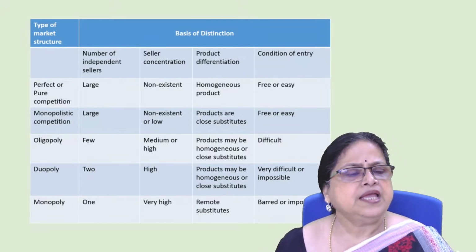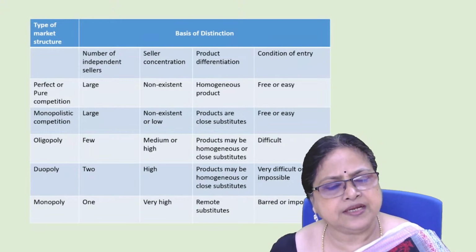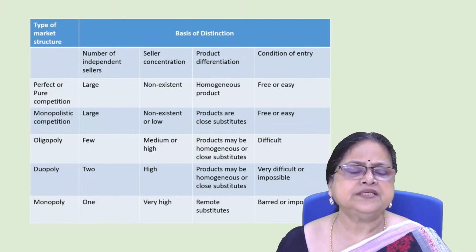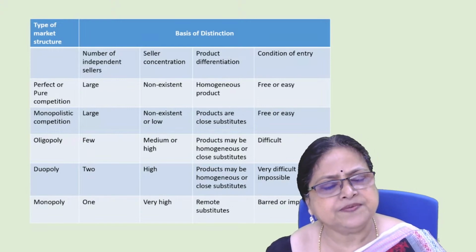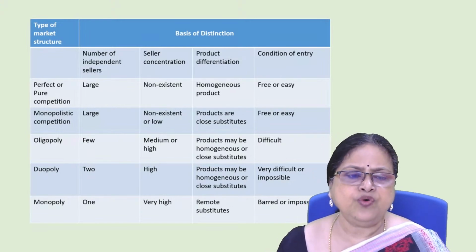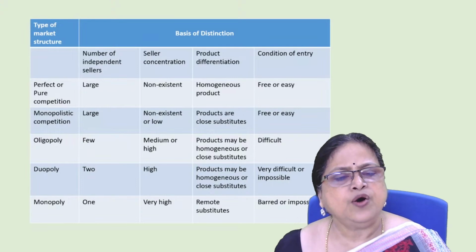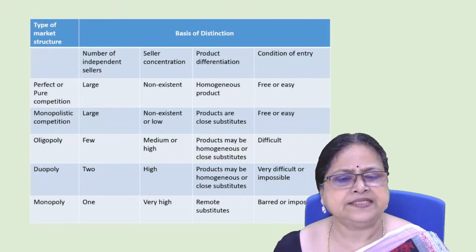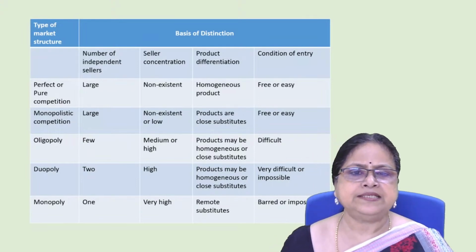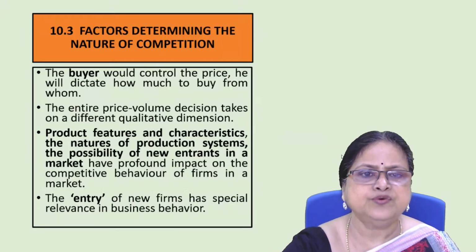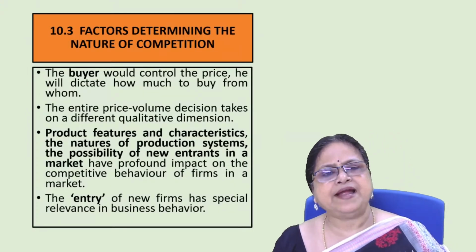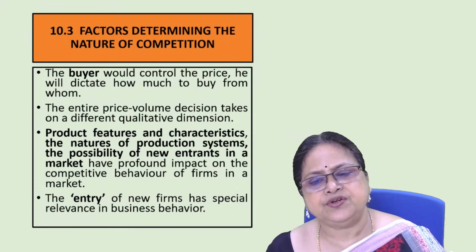Duopoly, it is high. In perfect competition, it is totally non-existent. Monopolistic competition, since I said there are a large number of sellers, so there is a low seller concentration. Oligopoly, since there are few independent sellers, so it is medium or high seller concentration.